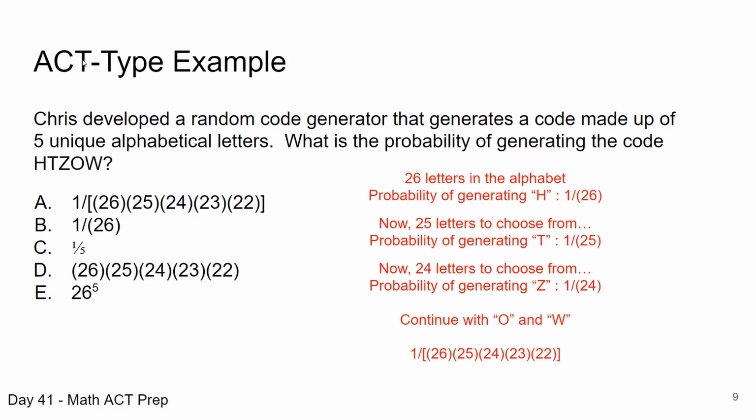And so that's going to lead us to answer choice A. We have 1/26 times 1/25 times 1/24 times 1/23 times 1/22. Keep that in mind. It is answer choice A as opposed to answer choice D. D gives us the total number of options, but we're looking for a probability.